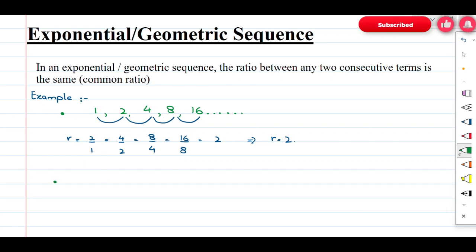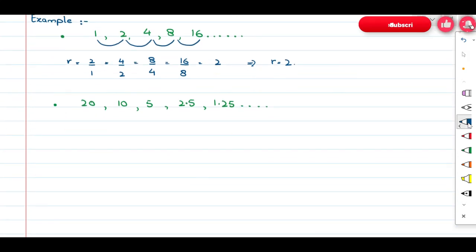Okay, let's do another example. For example, I have 20, 10, 5, and 2.5, 1.25, and so on. Okay, now let me figure out its common ratio. So the ratio between 20 and 10, 10 and 5, 5 and 2.5, 2.5 and 1.25.